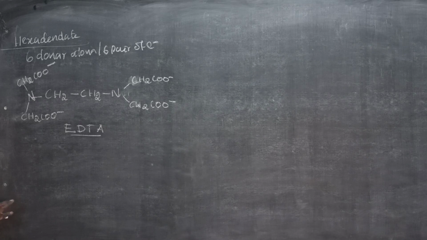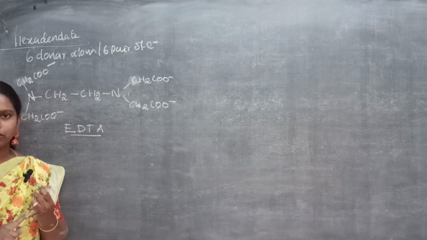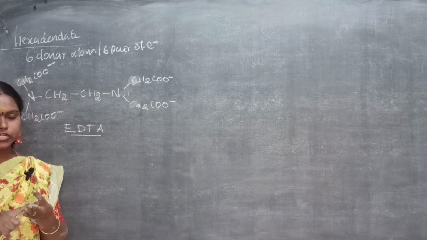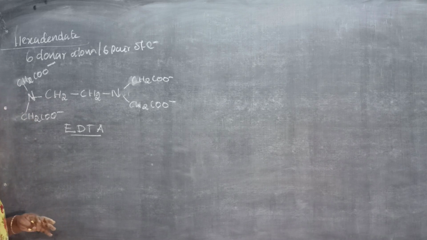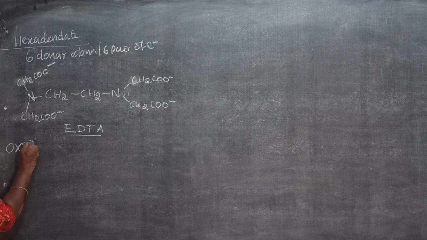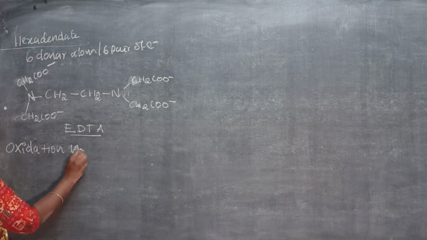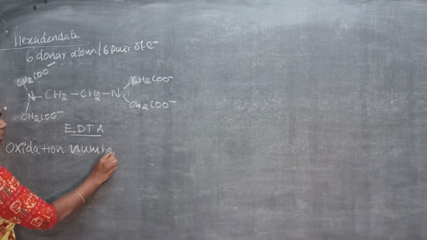That is about the types of ligands. It is over. After completing the terminology, what is a positive ligand, a negative ligand and a neutral ligand, all that we completed. The next one is the oxidation number, the method of calculating the oxidation number.